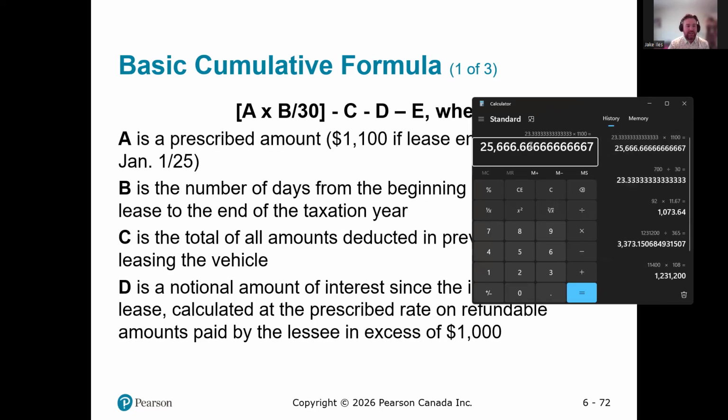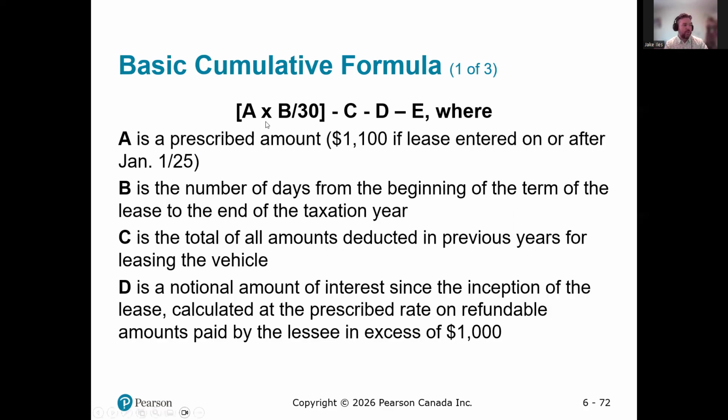So of this 25,666, they say, okay, well, I've already deducted $15,000 last year, so only the $10,000 left can be deducted this year. So this prescribed monthly rate times the equivalent number of months gives us the maximum expense we can declare, minus the expenses we've already declared, and what's left.